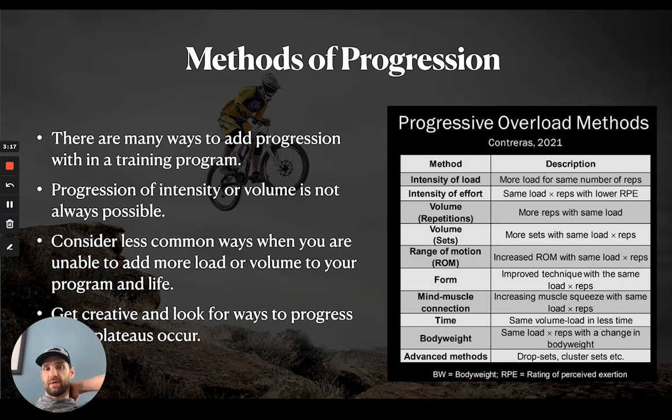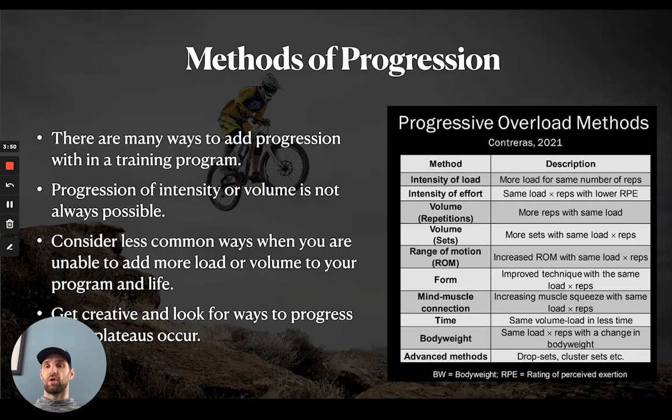Methods of progression. The chart on the right here is something I found from a personal trainer called Brett Contreras, which is a really useful little graphic to look at to consider the different ways that you can progress in your training. This one is mostly just focused on resistance training and strength training ways of progressing. I'm going to go into even more of how you can progress, not just in the gym and or on your structured training rides, but also progress in your mountain bike skills as well as on the trail.